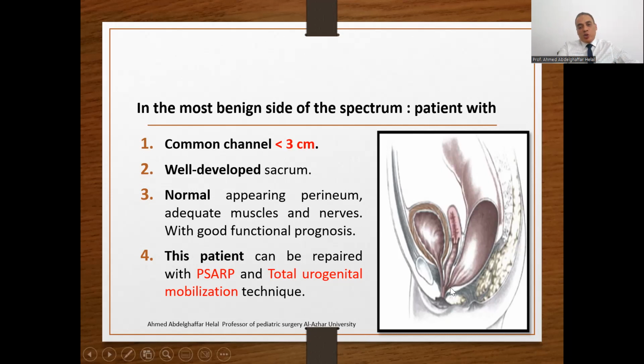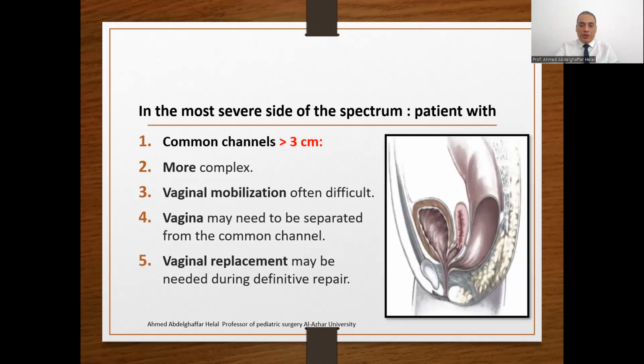So the first step is to separate the rectum by the PSARP and then move these two parts as a single unit, which is urogenital sinus mobilization. This will be applicable only if there is a short common channel. The common channel is very short, so there is no long distance between these structures and the perineum. So we can pull them down, or perform urogenital sinus mobilization to the perineum after performing PSARP for the rectum.